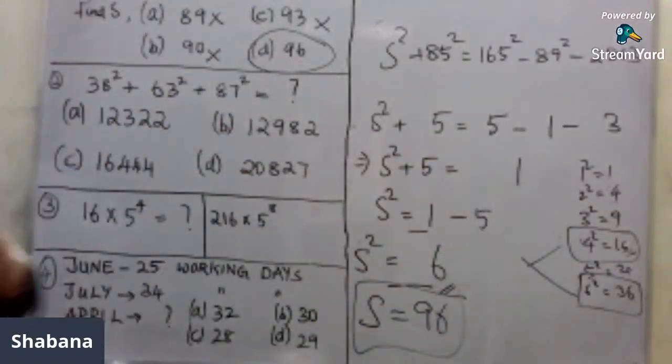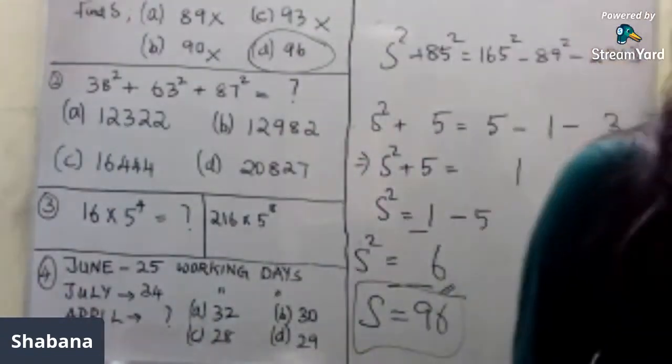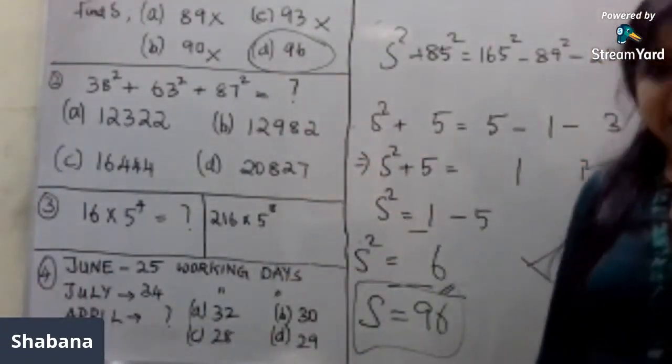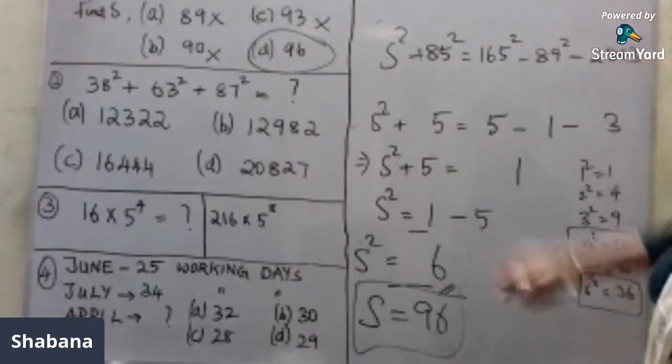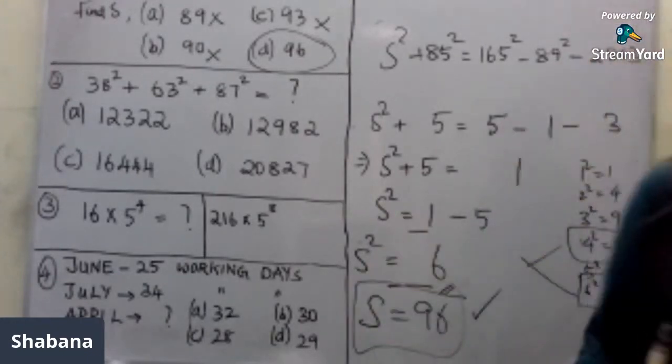I did not do any calculations. I am not going to waste my energy, and I'm not going to waste my space either. I am just going to work on a shortcut way to find the answer, and my answer is 96.